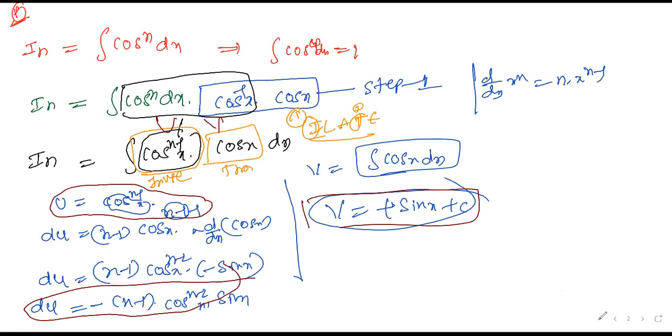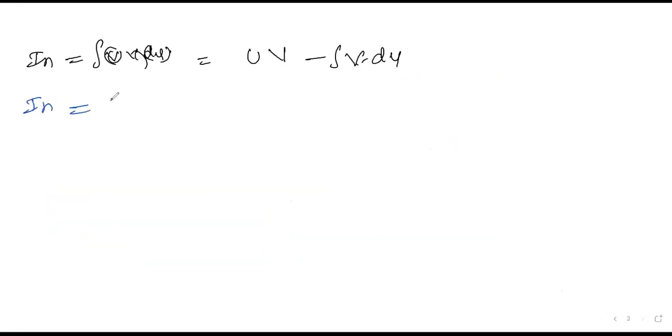Cos power n minus 1. So u is cos power n minus 1 x. What's the value of v? The v assumption is very simple. Integration of that, we get sin x. What's the value of v? It's sin x. What's the value of du?